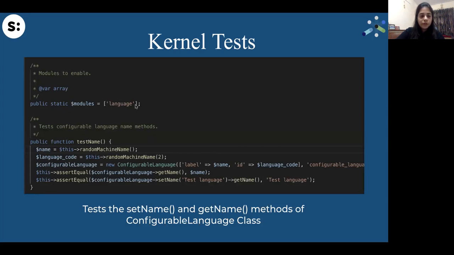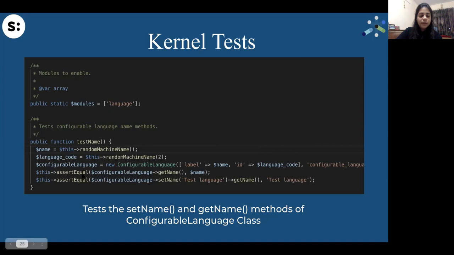I've defined this $modules variable and have taken the language module because I require this module. Inside my test method, I have taken one random name. Then I have generated one random language code. And here I'm creating one new object of type configurable language, and I'm assigning these values, the label and the language ID as the language code. So I'm creating this object.